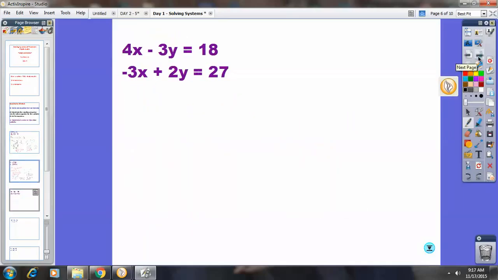All right, this next one's not so nice. We don't have a variable by itself, so we're going to have to do a little bit of work at the beginning. We're going to have to solve for one variable. It really doesn't matter what variable you pick.